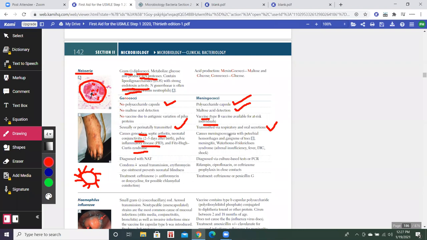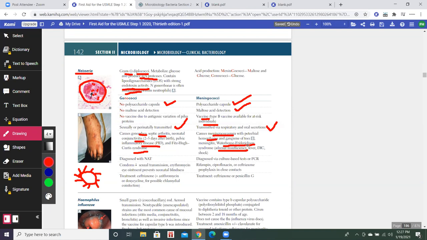And then this one, obviously the name is meningococci, so they will cause meningococcemia with petechial hemorrhage. The classic presentation is patients with fever, headache, and rash. Along with this, there is a very high possibility of ischemia of the adrenal glands, so adrenal insufficiency can happen. This can also happen alongside fever, DIC, and shock. This is known as Waterhouse-Friderichsen syndrome.